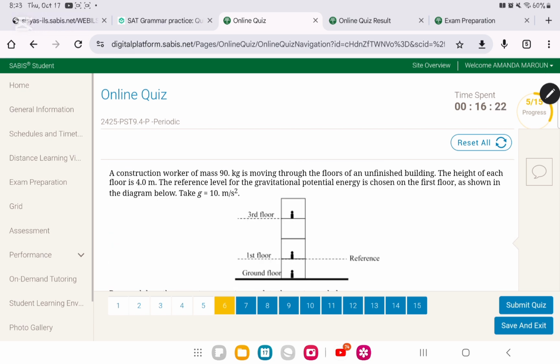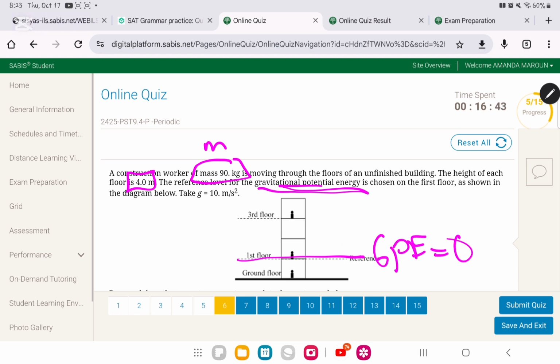Question number 6. A construction worker of mass 90 kg is moving through the floors of an unfinished building. The height of each floor is 4 meters. The reference level for gravitational potential energy is the first floor, so the GPE is equal to 0, as shown in the diagram below. Take g equal to 10 meters per second squared.